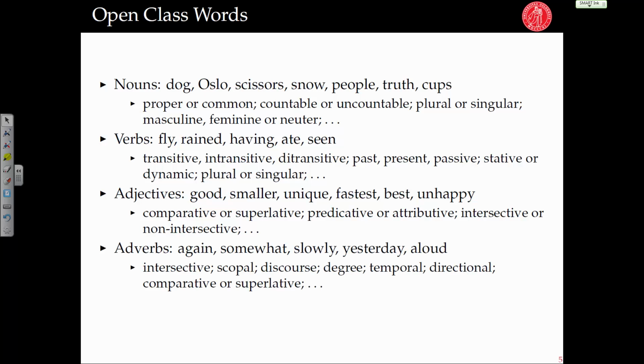Adverbs are more like adjectives also, but they can modify verbs and also adjectives. And again, you can make several distinctions between the different types of adverbs. So these are the three main types of open word classes, and they tend to also have further fine-grained distinctions depending on the framework that we're going to work with, or the data set.